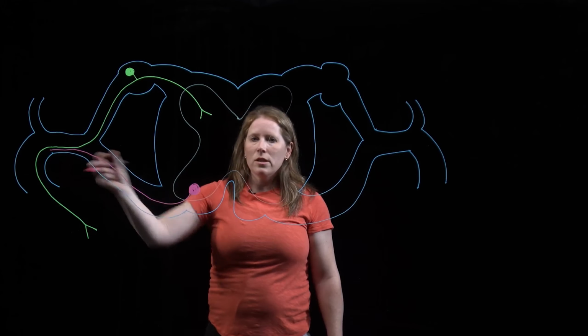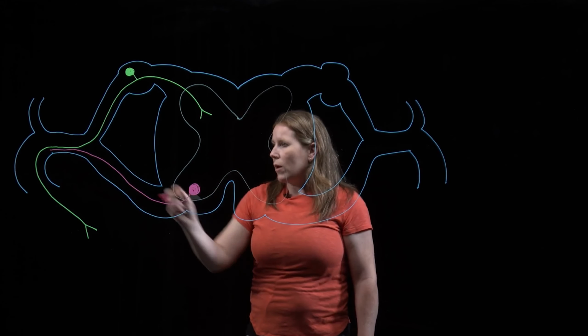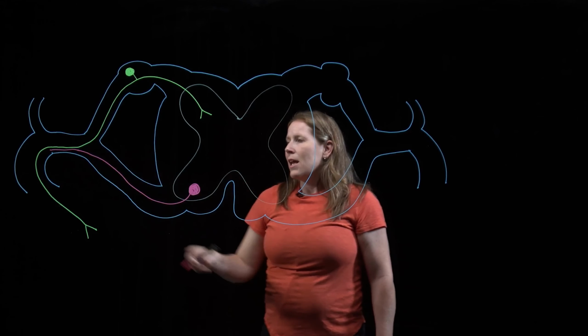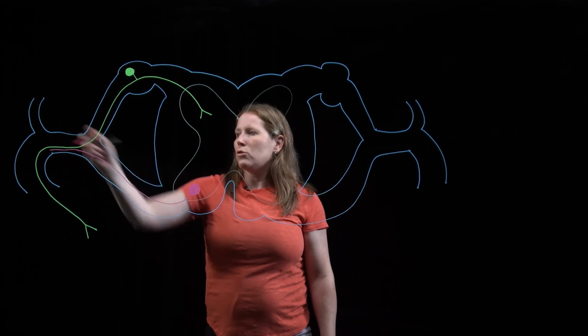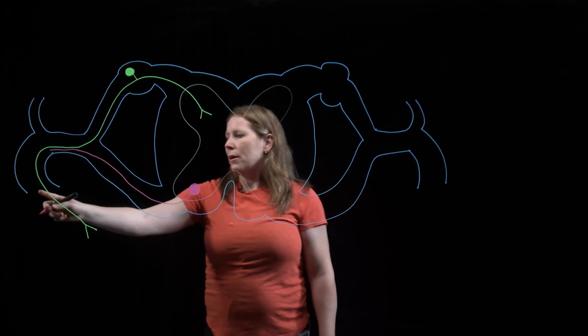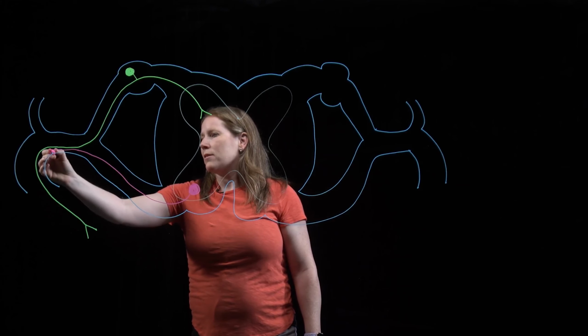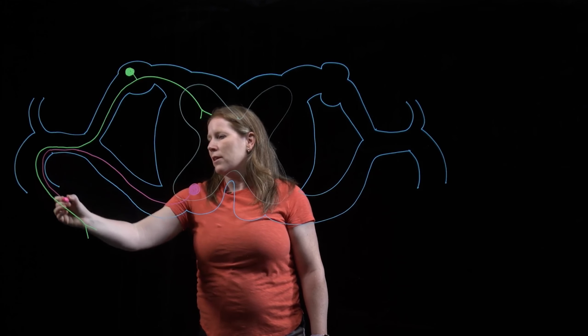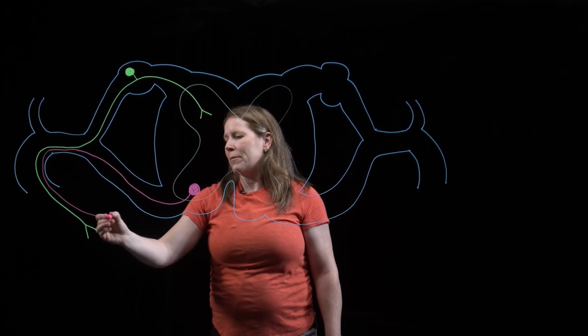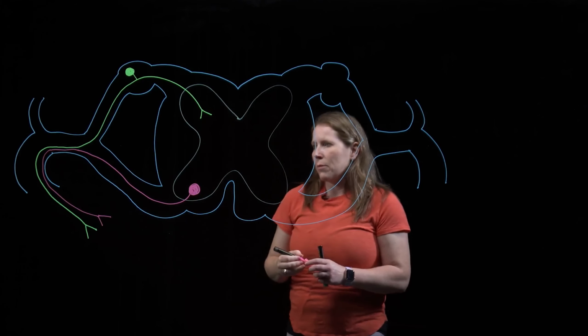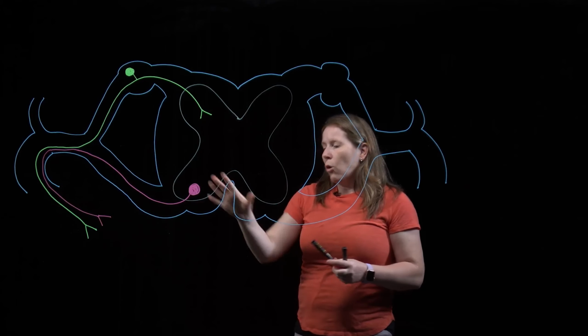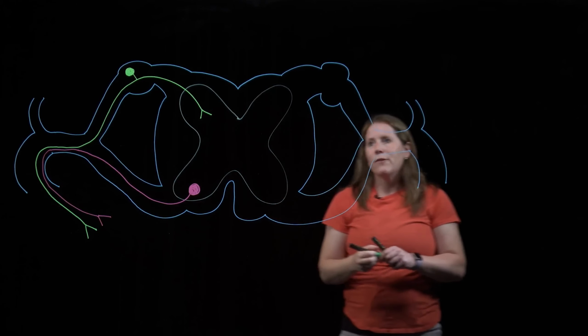And you'll see that it's relatively short because almost right away it's going to split again. And it splits into a small dorsal primary ramus and a much larger ventral primary ramus. So if our example is still for upper limb movement, this will come along the ventral primary ramus and head towards its target muscle.